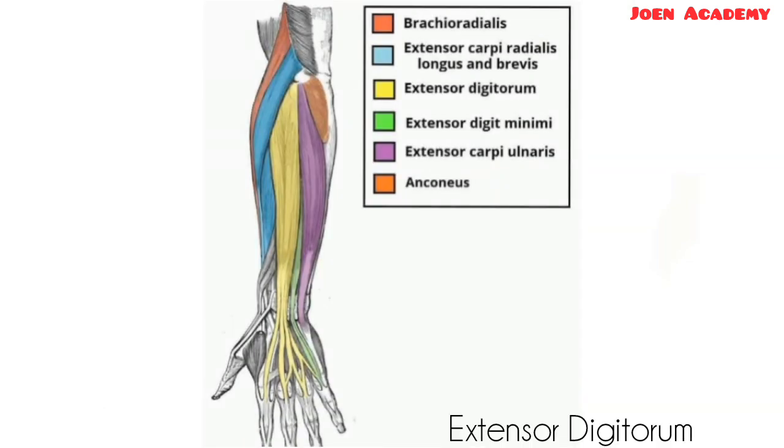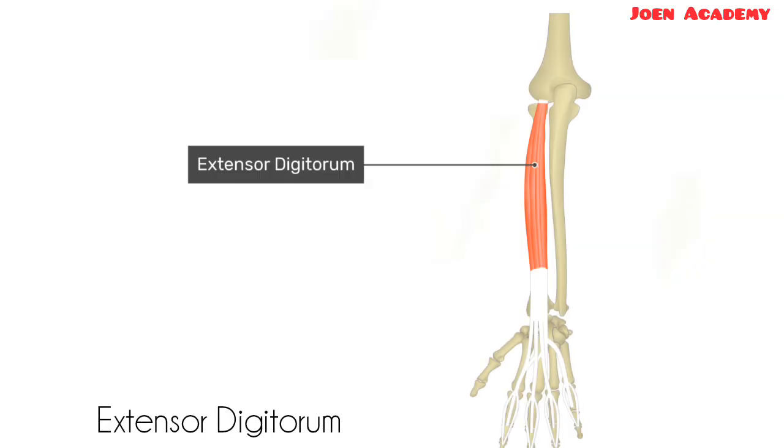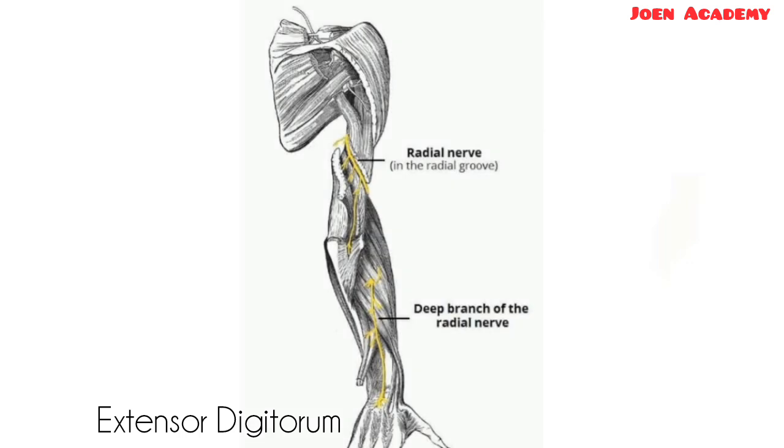The extensor digitorum is the main extensor of the fingers. To test the function of this muscle, the forearm is pronated and the fingers extended against resistance. It originates from the lateral epicondyle. The tendon continues into the distal part of the forearm, where it splits into 4 and inserts into the extensor hood of each finger. The action of this muscle is the extension of the digits at the interphalangeal and metacarpophalangeal joints. It is innervated by the deep branch of the radial nerve.